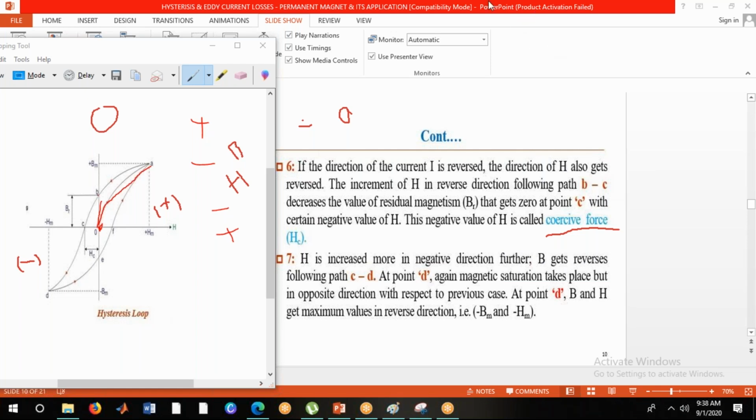So B gets reversed here. Now this is the point where we start from C to D. After this point it makes up a saturation. So this point is denoted by D and it is called negative saturation.